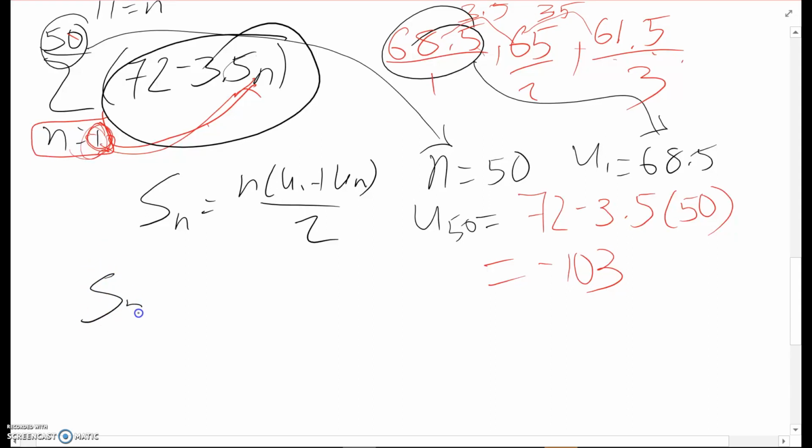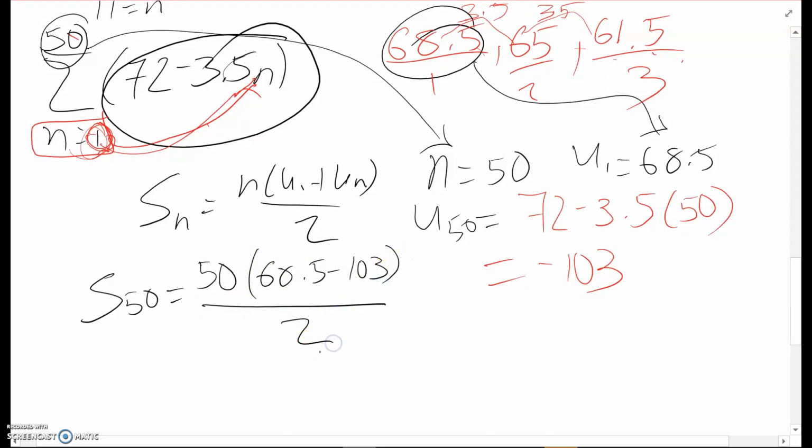I know I'm doing S of 50 equals 50 times (68.5 minus 103), all over 2. And again, this is just calculator work. And then times 50 divided by 2. And I get negative 862.5.